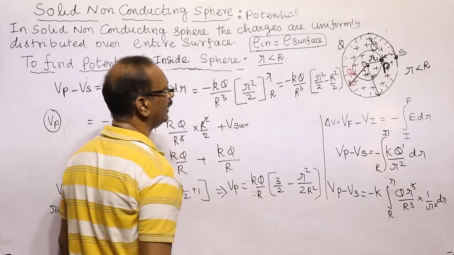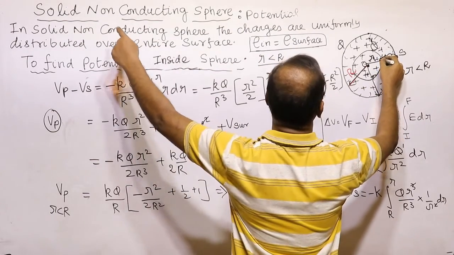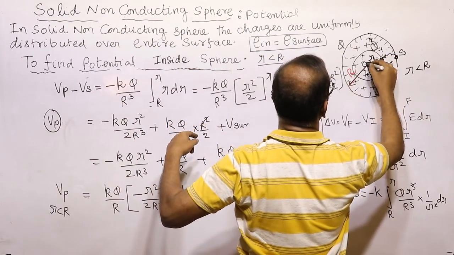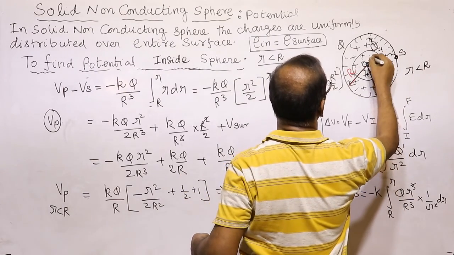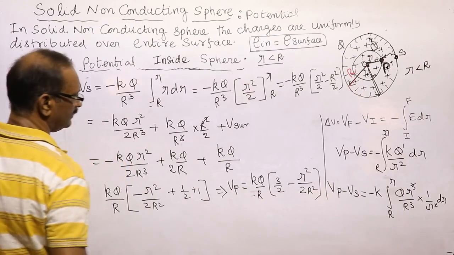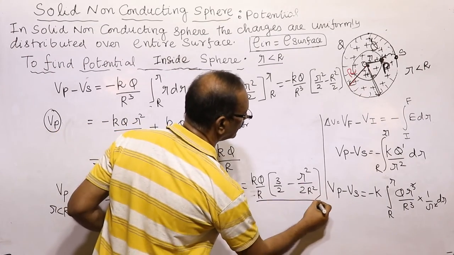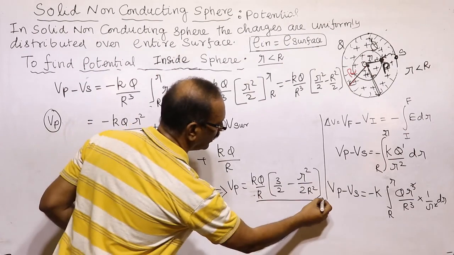This is the potential at this point due to a non-conducting solid sphere. This is the radius and this is R. So potential at this point, this expression seems to be very lengthy, but still if it is coming in the competition, we have to abide by it.